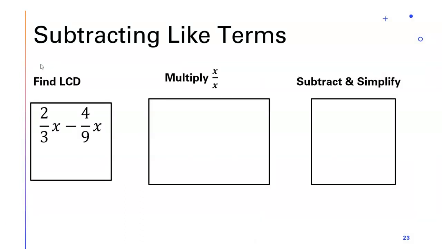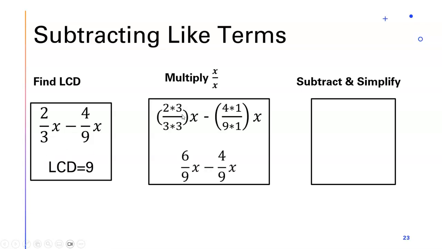Here's an example of subtracting like terms, kind of like adding like terms. So you have 2/3 x minus 4/9 x, and your first step is to find your lowest common denominator, which would be 9, because 3 times 3 is 9. And then you need to multiply by x over x, or your 1. So for your first fraction, you'd be multiplying by 3 over 3, giving you 6/9 x minus 4/9 x, and you can subtract and simplify.